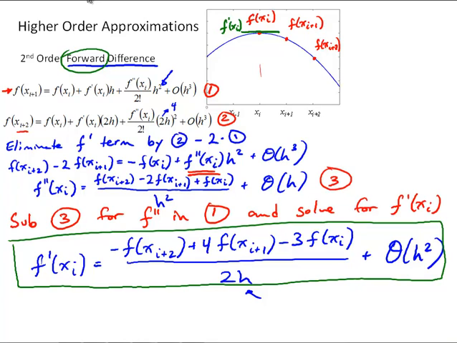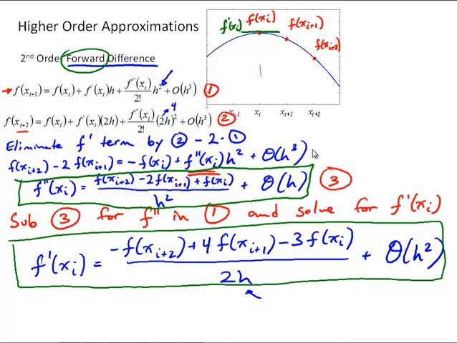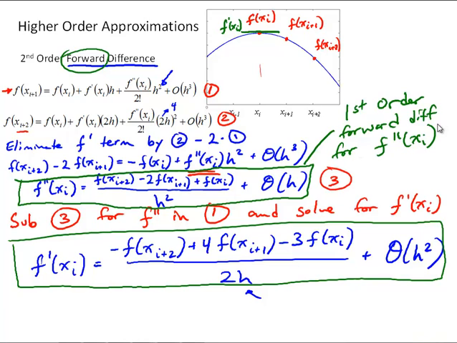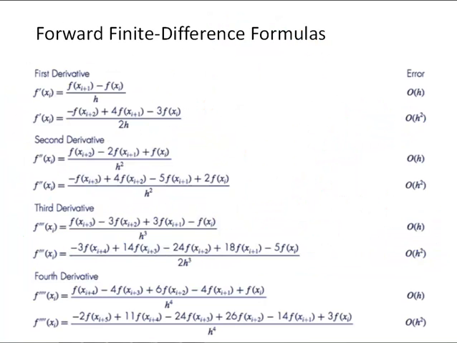One thing I might note is, notice along the way here we developed a finite difference of first order. That's going to be a first order forward difference approximation for f double prime at xi. So we came up with a finite difference approximation of the second derivative along the way. So here's some tables for your reference. These are forward finite difference formulas, and here's the truncation error over in the right column.